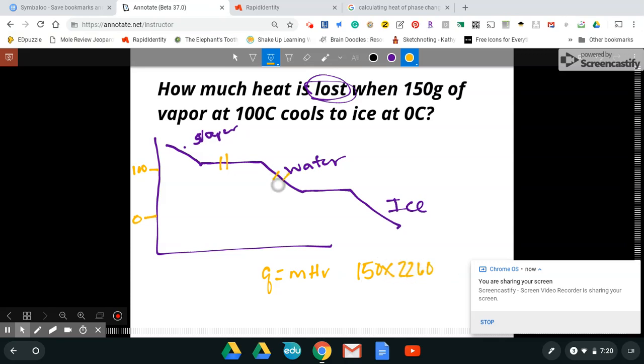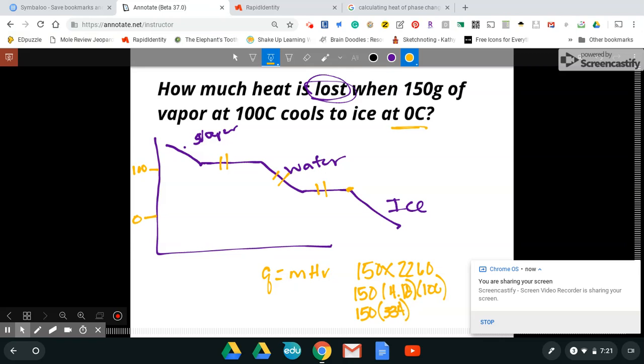The next thing is that I'm going all the way to ice at 0, so I've got to go through this whole slant. So that's going to be the 150 times the specific heat of water times the temperature change of 100 degrees. And then I'm finally stopping here because notice that it says I'm stopping at ice. So basically, I am at this point on the graph. I'm not going below. There's no temperature change, so I'm just at 150 times my heat of fusion.